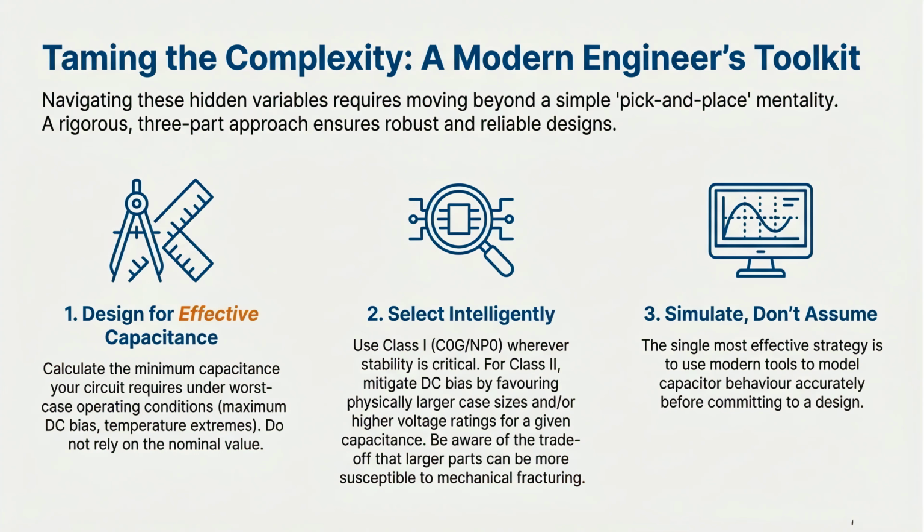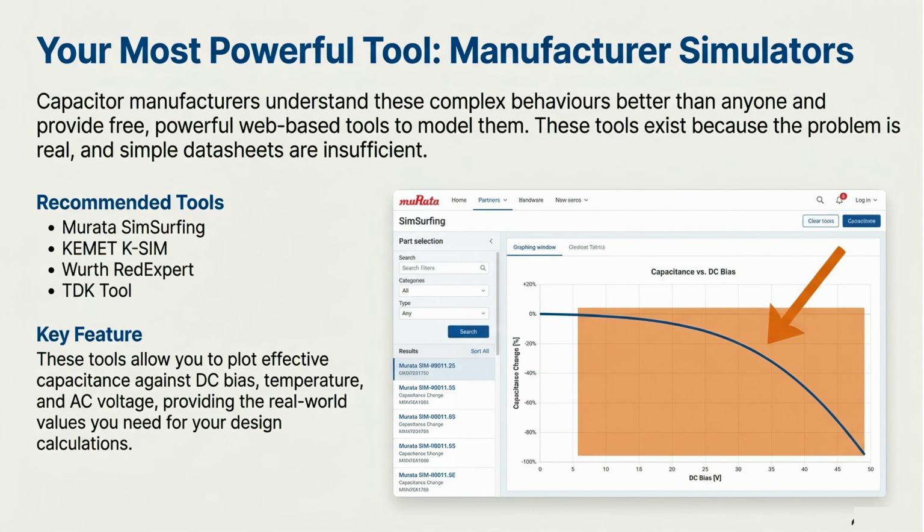Taming this complexity requires a three-part approach. First, design for effective capacitance under worst-case conditions. Second, select intelligently, favoring stable Class 1 or mitigating DC bias for Class 2. Third, simulate, don't assume. Your most powerful tool is manufacturer simulators.